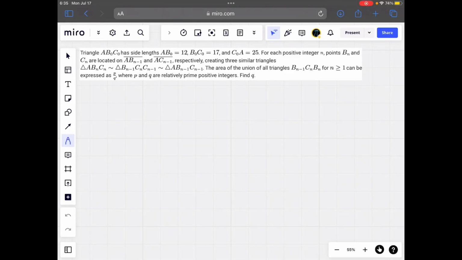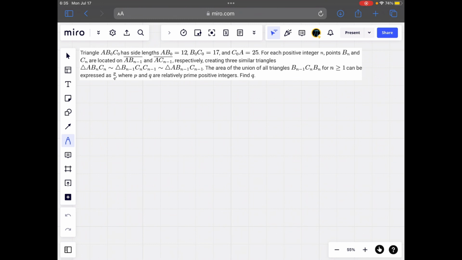Triangle AB0C0 has side lengths AB0 equals 12, B0C0 equals 17, and C0A equals 25. For each positive integer n, points Bn and Cn are located on ABn-1 and ACn-1 respectively, creating three similar triangles: ABnCn, Bn-1CnCn-1, and ABn-1Cn-1.